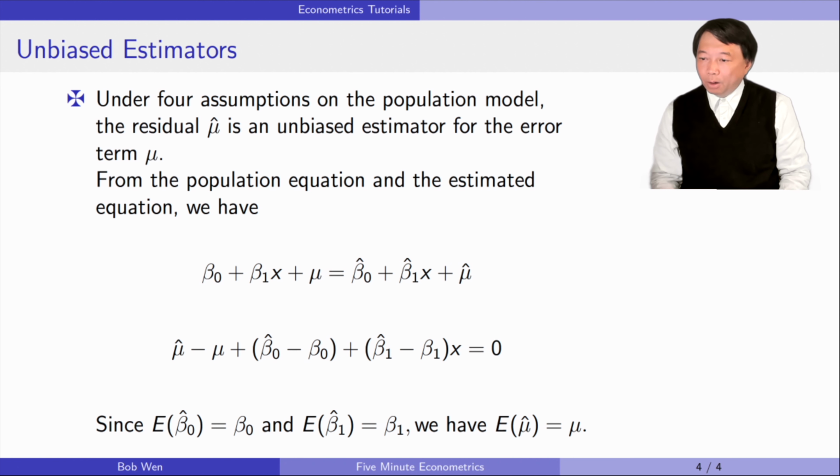This means the OLS estimated equation is an unbiased estimate of the population equation. But keep in mind that the estimated equation is not necessarily an unbiased estimate of the population equation. For example, if the zero conditional mean assumption is not satisfied, that is, the error term is correlated with the explanatory variable, then the OLS estimators are no longer unbiased estimators for the parameters in the population model.